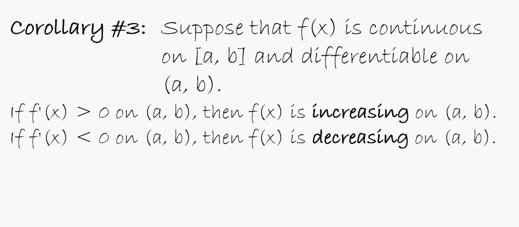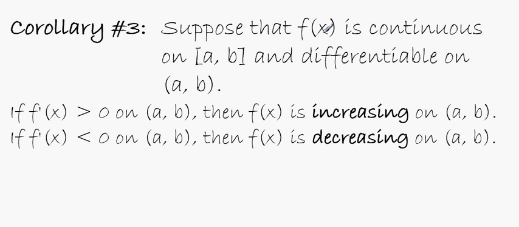Corollary 3 says, suppose that f of x is continuous on the closed interval [a, b] and differentiable on the open interval (a, b). If f prime is positive on the open interval (a, b), then f is increasing, and if f prime is negative on the open interval (a, b), then f is decreasing.